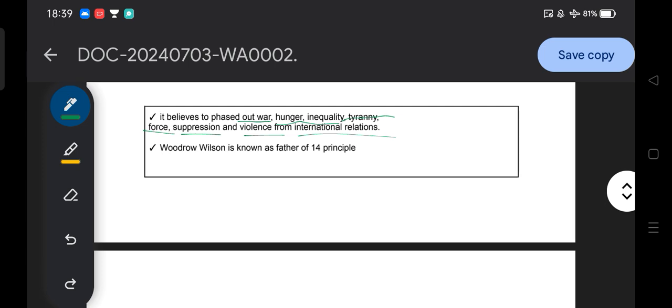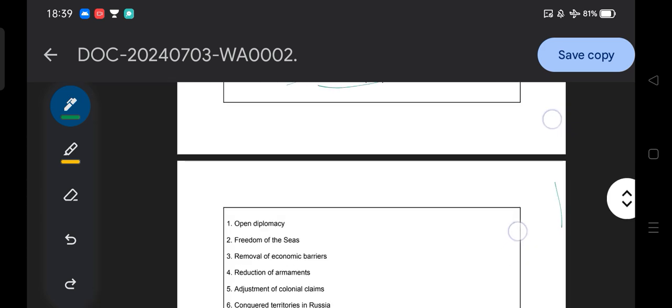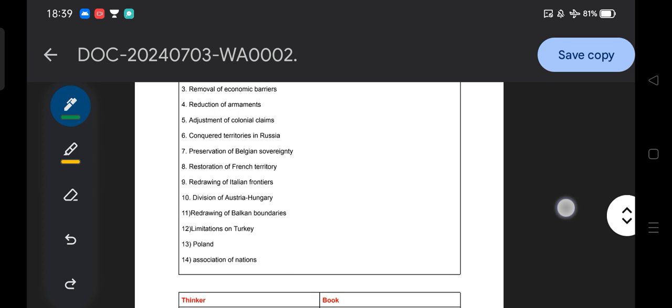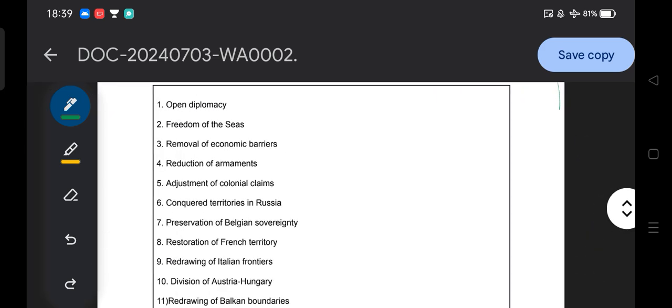Then Woodrow Wilson, one of the leading scholars of the idealism approach, is known as the father of the League of Nations with 14 principles. What are the 14 principles? I think these 14 principles are very, very important, but you just need to make two or three notes. It could be very easy to remember, and it's about conceptual clarity. If you have the conceptual understanding of idealism, then you could understand this very easily.